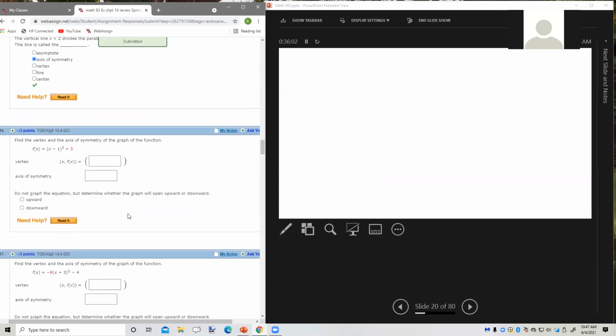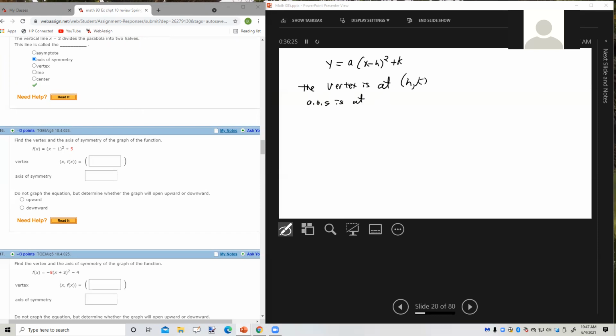So now we have a problem that's in the form y equals a times x minus h squared plus k. Recall that the vertex is at h, k, and the axis of symmetry is at x equals h. So the vertex, and notice there's already parentheses. Some of you put parentheses inside the box and then it marked it wrong, so you've got to pay attention to the details there.